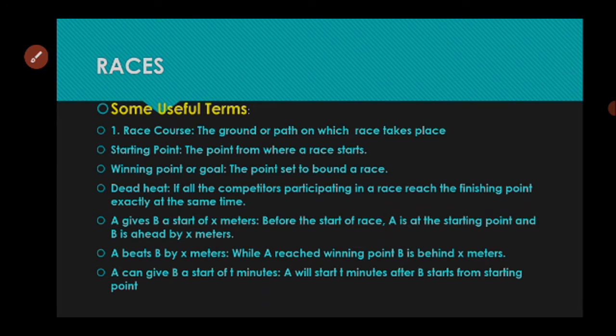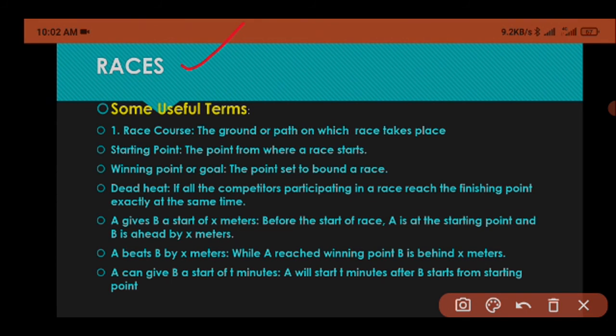Our next topic is races. Races and games we have. So some useful terms. What is the race course? The ground or the path on which the race takes place, where the race is taking place. Second is the starting point, the point from where a race starts. And the winning point or the goal, the point set to bound a race.